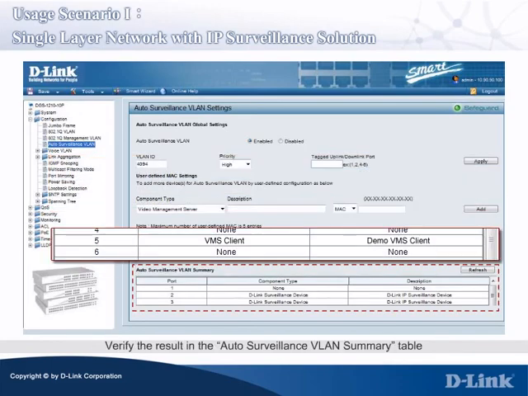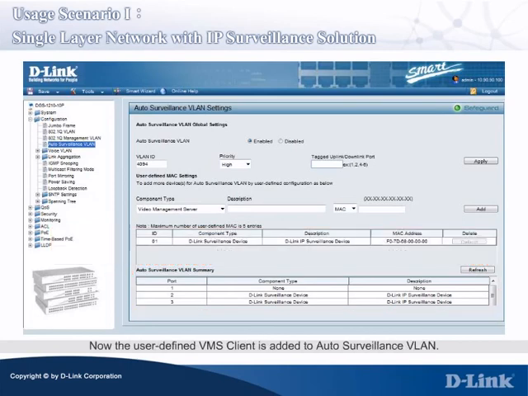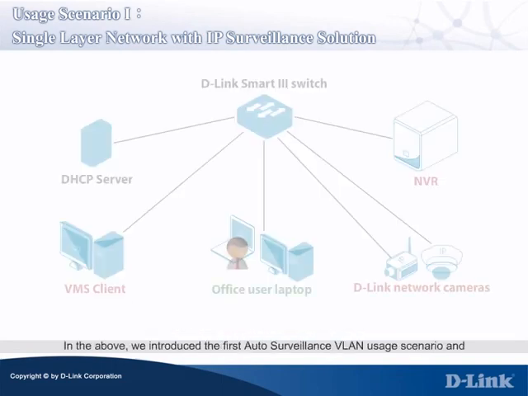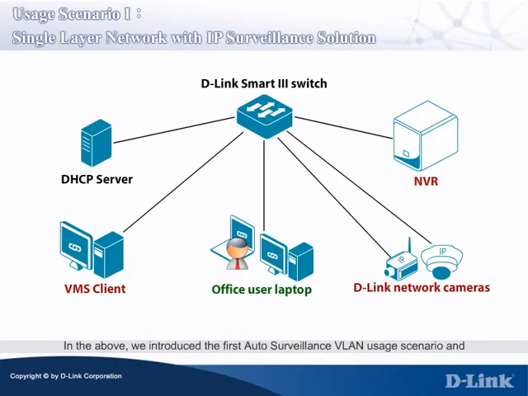Verify the result in the Auto Surveillance VLAN summary table. You will see that the VMS client is recognized by the Smart 3 switch. Now, the user-defined VMS client is added to Auto Surveillance VLAN. It has priority setting set to high. In the above, we introduced the first Auto Surveillance VLAN usage scenario and how you can implement and configure its network.